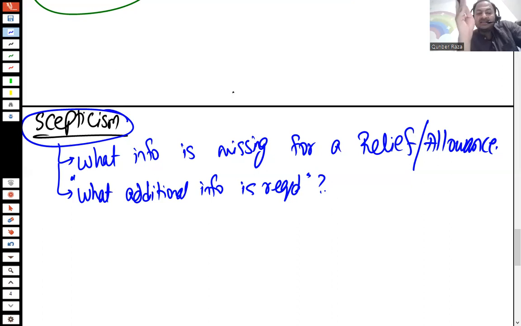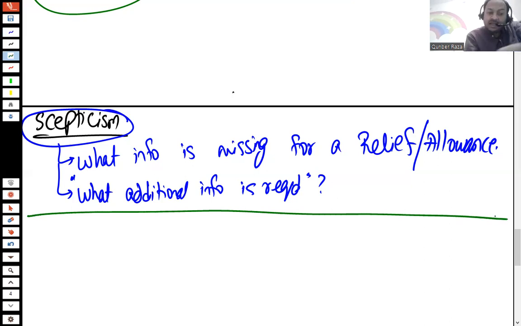So whatever is there, you need to specify, and whatever is missing, you need to specify. That is basically the part of the skepticism relating to the question.